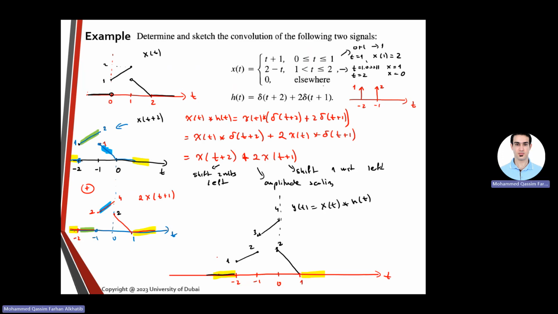All right, so let's consider this example, and I believe this is the last one. Determine and sketch the convolution of the following two signals. So you have x of t, t plus 1 from 0 to 1, and 2 minus t from 1 to 2, and 0 elsewhere. Find the output when h of t is delta of t plus 2 delta of t plus 1. So let me take it to the whiteboard.